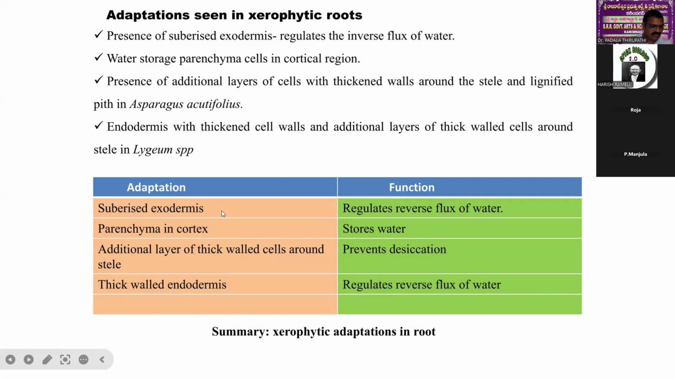Mainly the suberized exodermis in the roots helps to regulate the reverse flux of water, and parenchyma in the cortex stores water. Additional layers of thick-walled cells around the stele prevent desiccation, and the thick-walled endodermis regulates the reverse flux of water. So this is about the xerophytic adaptations in roots.